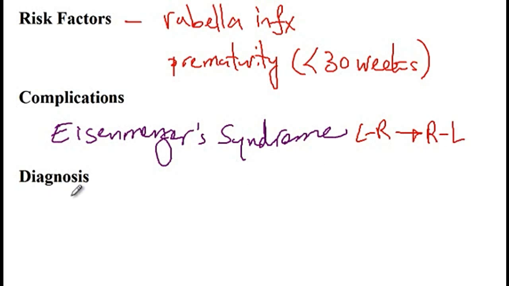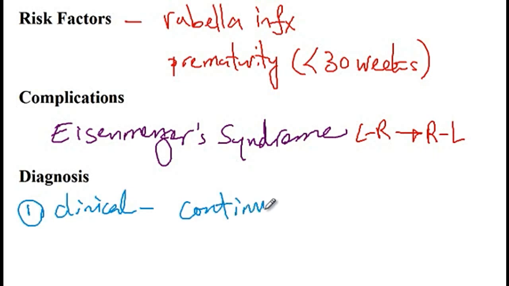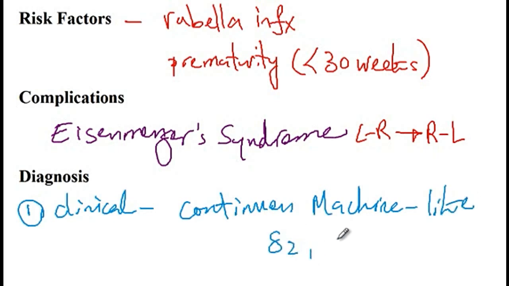And then for the diagnosis of these patients, you can use the clinical features. Like for instance, listen to the heart, where there would be a continuous machine-like murmur that is loudest at the S2 and is best heard in the left infraclavicular area. And then the other test that you can use is the echocardiogram.